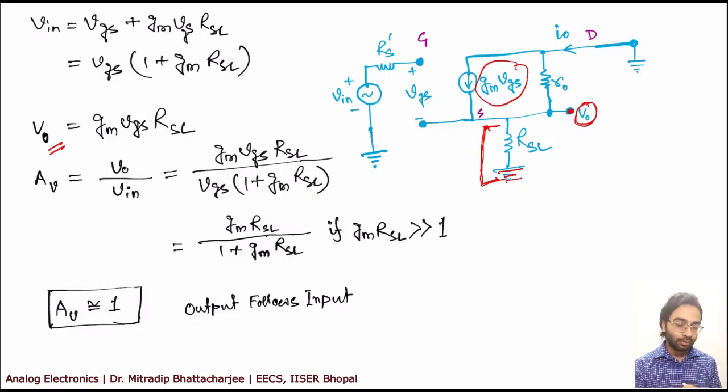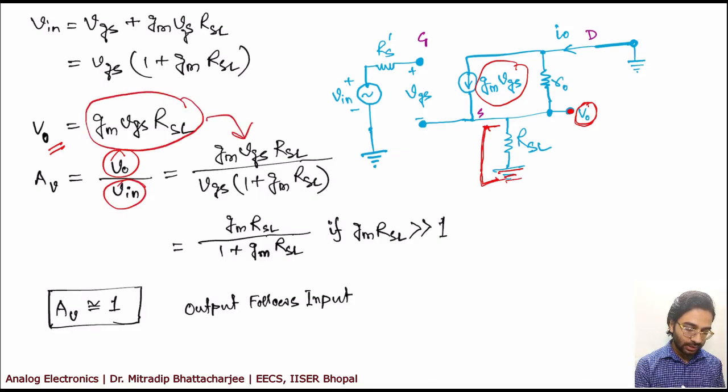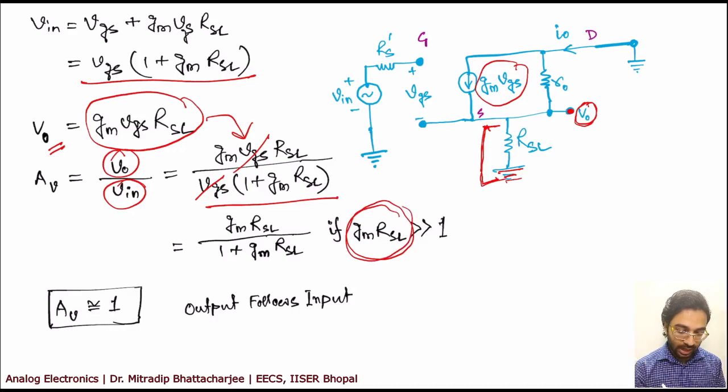Now from input and output you can calculate the gain. So your gain will be output by input, which is GM VGS RSL, which is output, and then VGS into 1 plus GM RSL, which is input. So a simple calculation will give you AV is equal to GM RSL divided by 1 plus GM RSL. Now if GM RSL value is very high, then you can ignore the constant 1. So you will get AV approximately equal to 1.